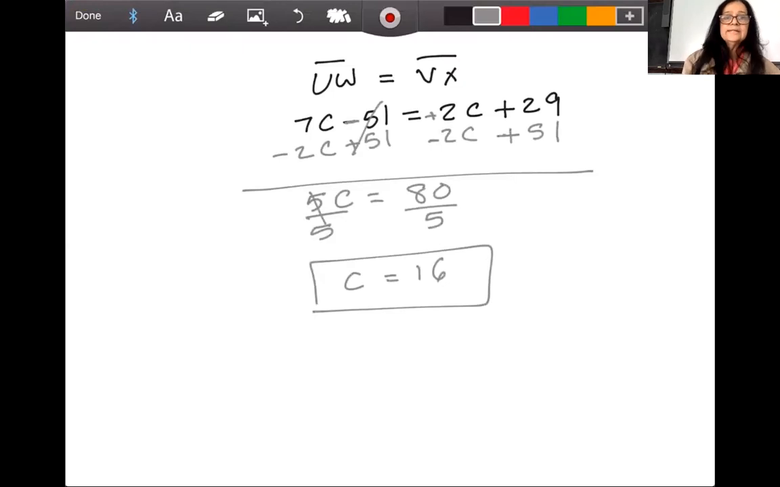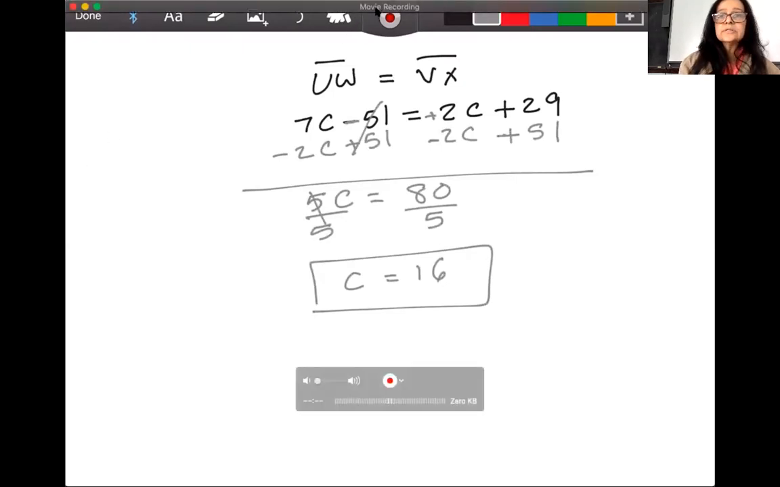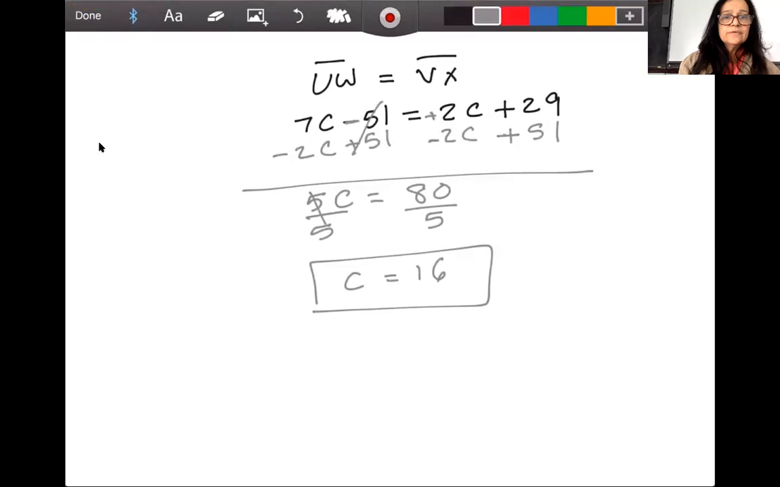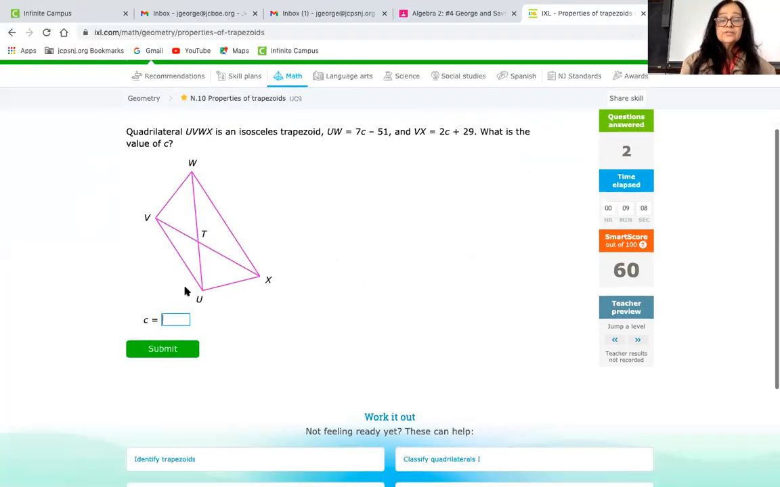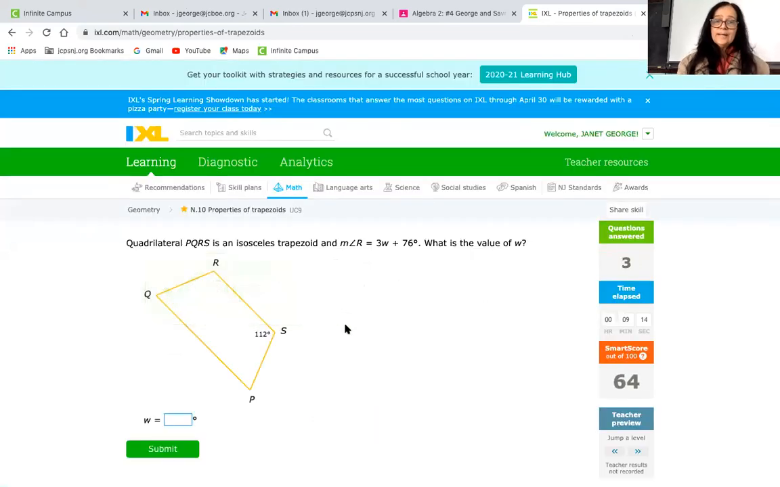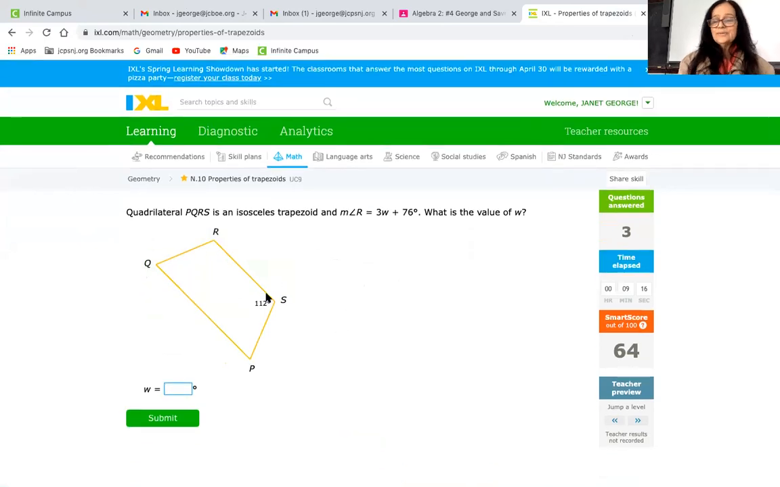And the direction is asking about C, I believe. Let's go back in here, and so C equals what? We just found it to be 16. All right, keep practicing. So let's do this last one.